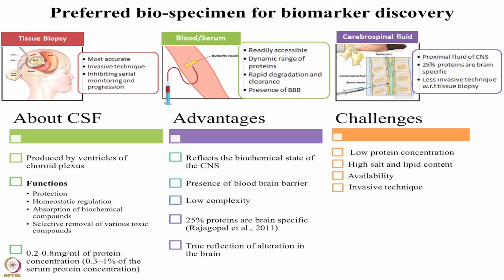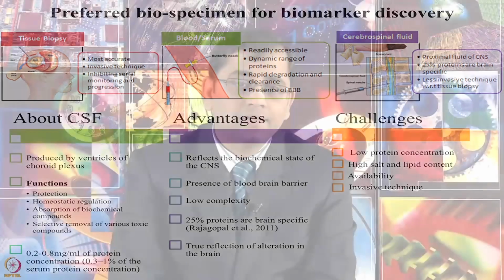CSF is very attractive because it is closest to the tumor location, and it has a lot of advantages, which are shown in the table here. It very much mimics the biochemistry of the brain. It is present behind the blood-brain barrier, has low complexity, and a large number of proteins have been reported which are very unique to the brain only in the CSF.